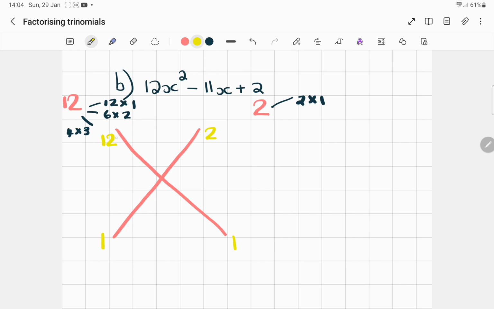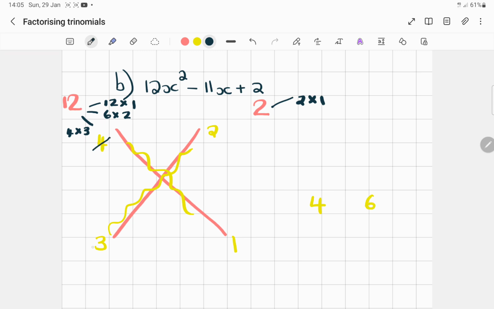So if you multiply them, going with the leg, 12 times 1 is 12. 1 times 2 is 2. Is there any way to say 12 minus 2 or 12 plus 2 to give me that negative 11x? No. So I'm going to try 4 and 3 over here. 4 and 3 and 2 and 1. So 4 times 1 is 4. 3 times 2 is 6. So again, no. I'm going to try another one.